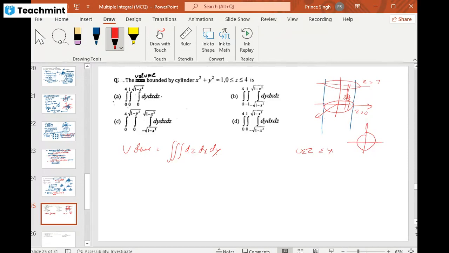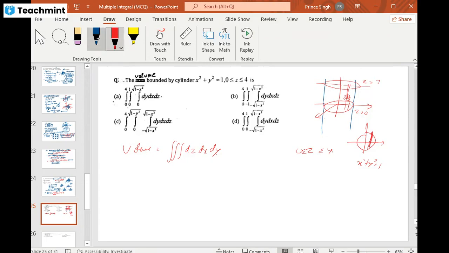Projection of the surface is a circle. The circle equation is x square plus y square equal to 1. So we have two options: either we move horizontally or we move vertically. If you just look here, the limit is given for y in terms of x, so it means that we consider a vertical limit first.